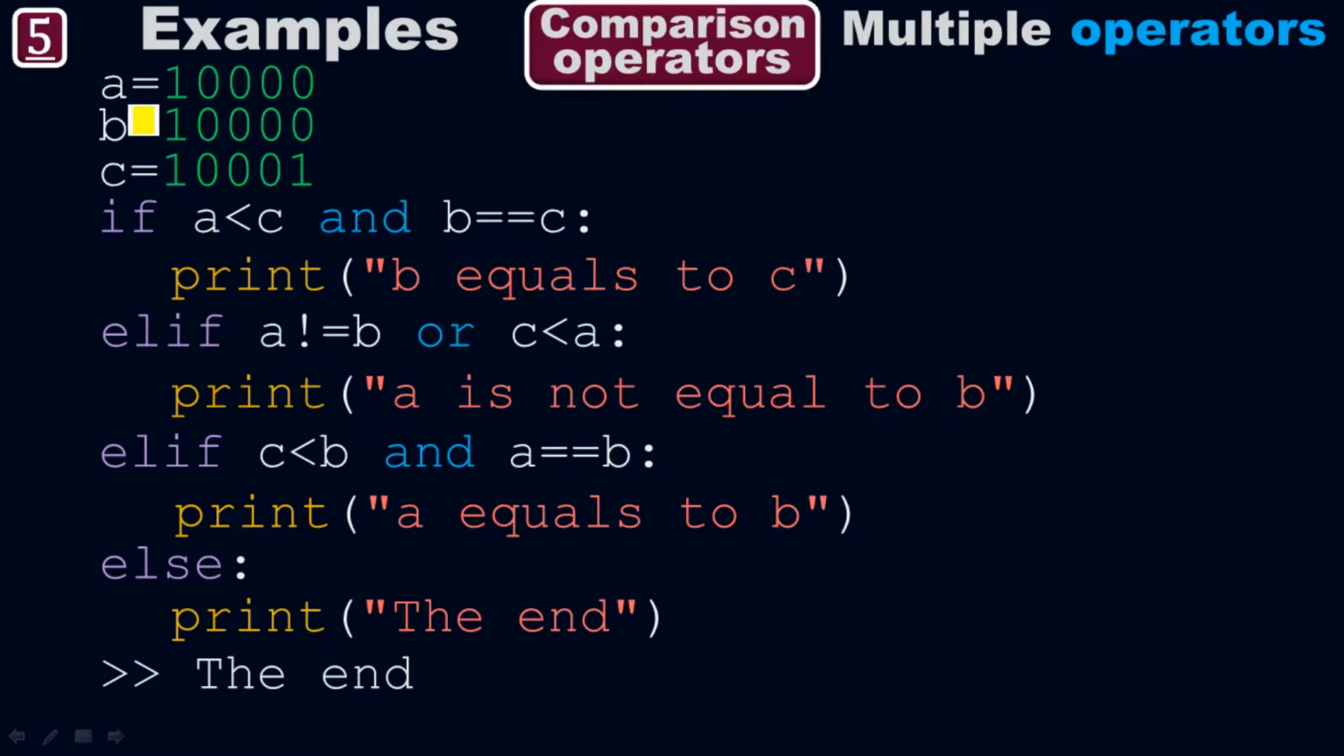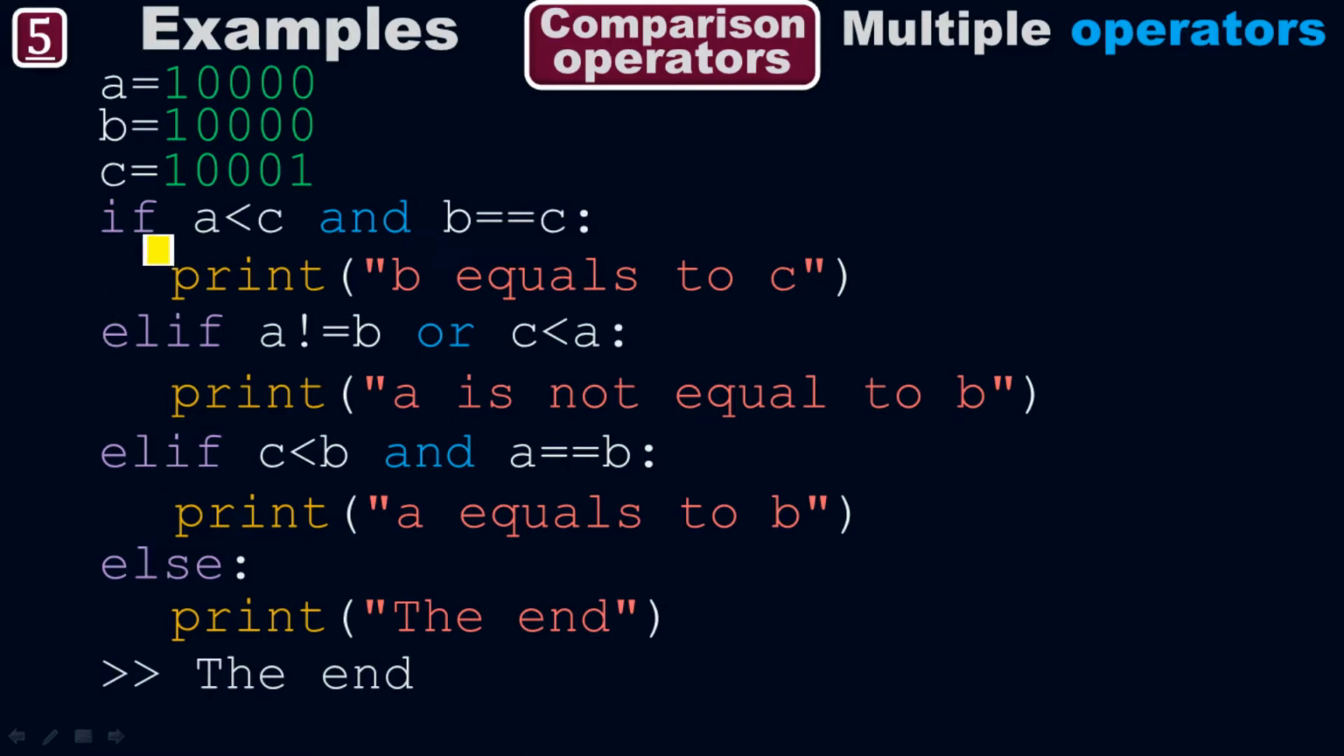There are three variables A, B, and C. A equals 10,000, B equals 10,000, and C equals 10,001. The program will check each and every choice. We have 4 choices here, 1, 2, 3, 4. They will be checked step by step, and the program will only execute the condition which is satisfied.